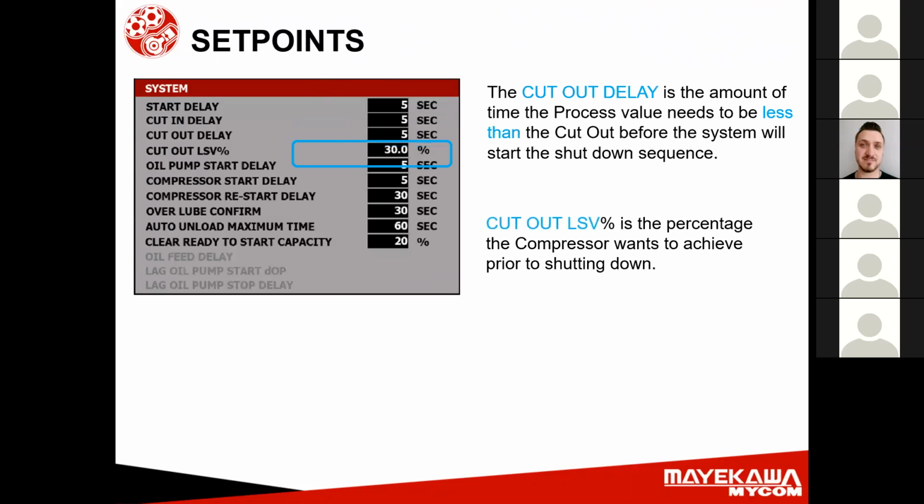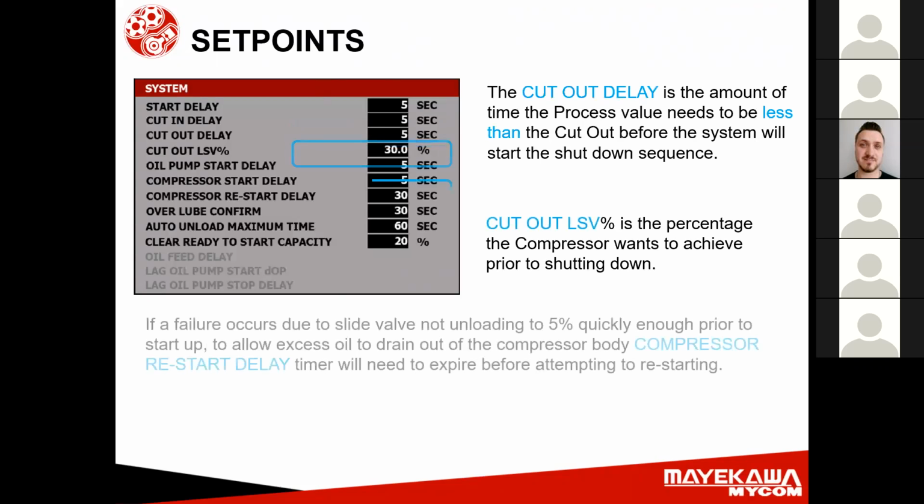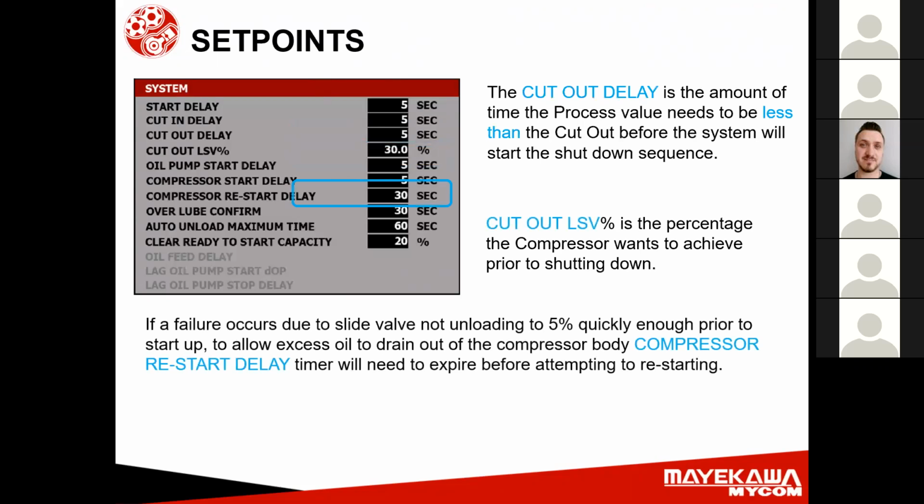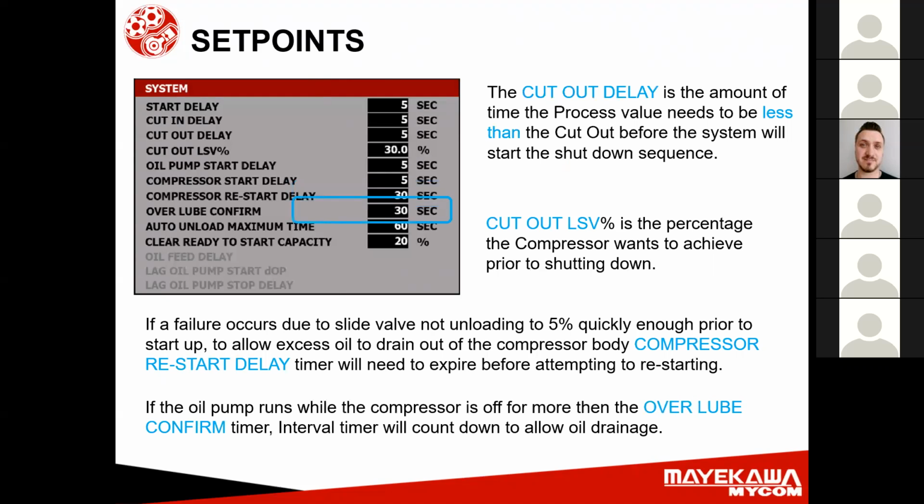Cutout LSV percent is the percentage the compressor wants to achieve prior to shutting down. If a failure occurs due to the slide valve not unloading to 5% quickly enough prior to startup, to allow excess oil to drain out of the compressor body, the compressor restart delay timer will need to expire before attempting to restart. If the oil pump runs while the compressor is off for more than the over lube confirm timer, the interval time will count down to again allow for oil drainage.